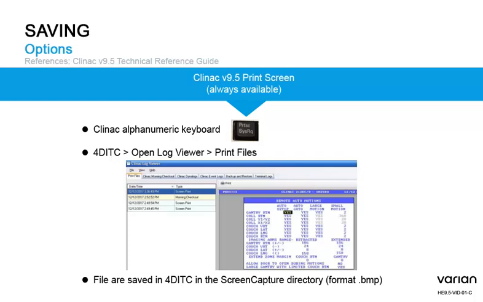Saving options. To create a screenshot in the Clinac screen with the CCMC, press the Print Screen on the alphanumeric keyboard. Then go to the 40ITC and open the Log Viewer application on the Print Files tab. The Clinac screenshots will also be saved on the 40ITC in the Screen Capture folder. The Screen Capture folder location on the C drive can differ depending on the Windows version of the 40ITC.